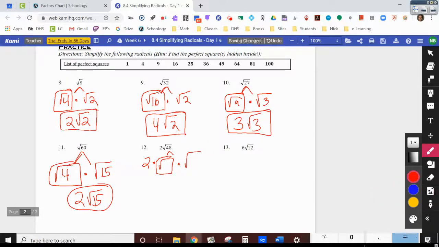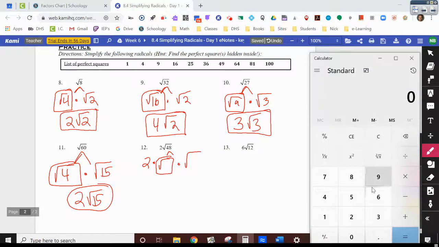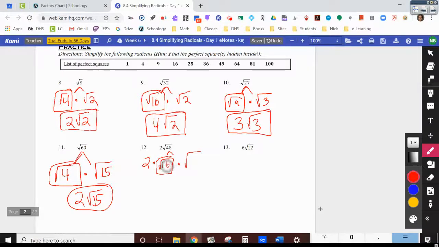Same thing again. You use your calculator, take that number 48, and start dividing. I'm going to try 36. Nope. I'm going to try 25. Well, I know 25 is not going to work, so I'm going to try 16. And there it is. So 48 you're going to break down into the square root of 16 times the square root of 3.